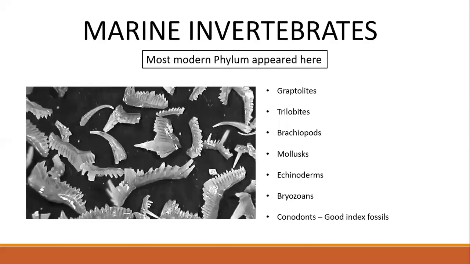To start, we have the marine invertebrates. It is important to note that the majority of modern marine phyla formed during this time. The notable marine invertebrates included graptolites, which are a form of plankton, as well as trilobites, brachiopods, mollusks, echinoderms, bryozoans, and conodonts. Conodonts went extinct during the Ordovician-Silurian extinction, making them an excellent index fossil.